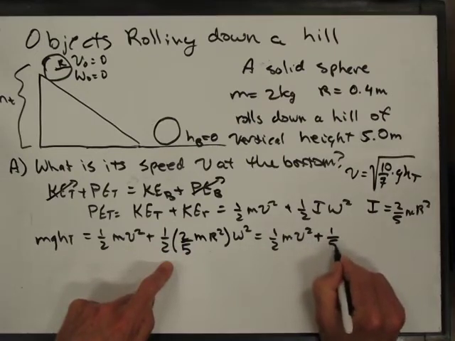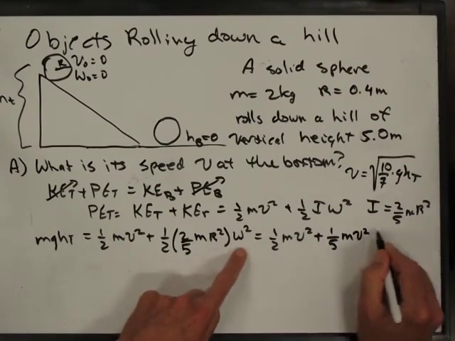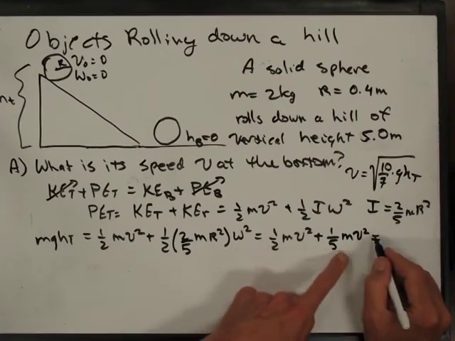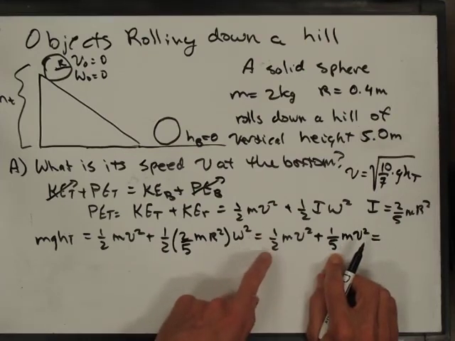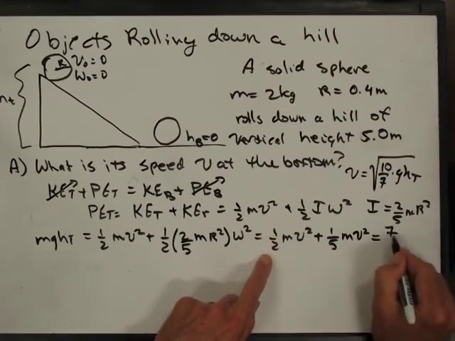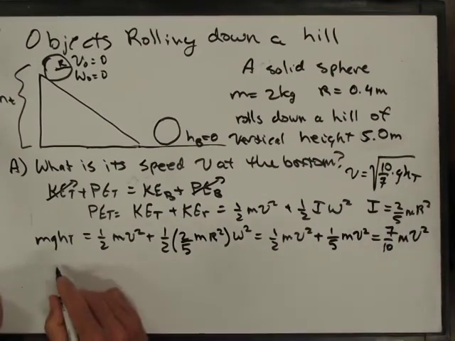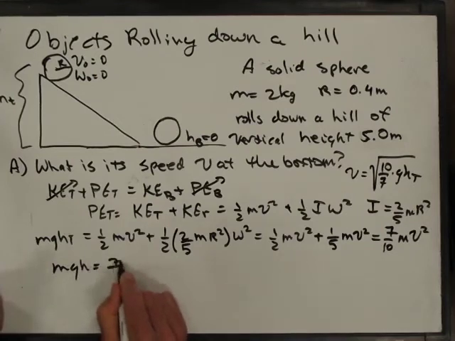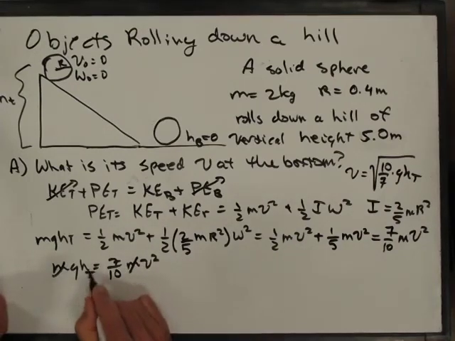which equals 1/2 mv squared plus, since 2/5 times 1/2 is 1/5, 1/5 m r squared omega squared. And r squared omega squared is v squared, so this is 1/5 mv squared. A fifth plus a half, you have to find a common denominator: 2/10 plus 5/10 is 7/10 mv squared. So mgh equals 7/10 mv squared. Again, the m's cancel like they always do.